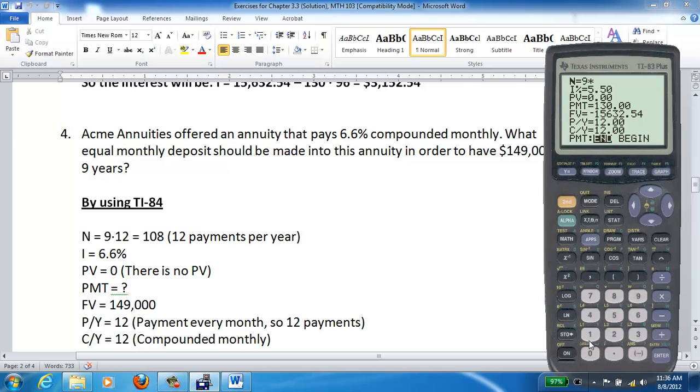So 9 times 12, 9 years times 12 payments. The rate is 6.6. The payment is the unknown, so the future value will be 149,000. So the next part is to calculate the payment. So the payment will be equal to alpha, enter, 1013 and 89 cents. So you have to make a payment of 1013 and 89 cents for 9 years monthly in order to have 149,000 after 9 years.